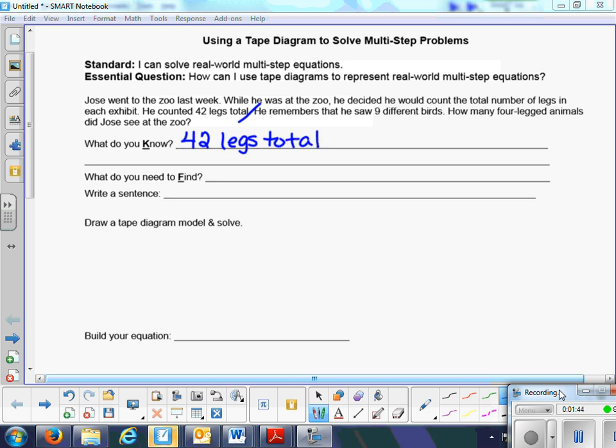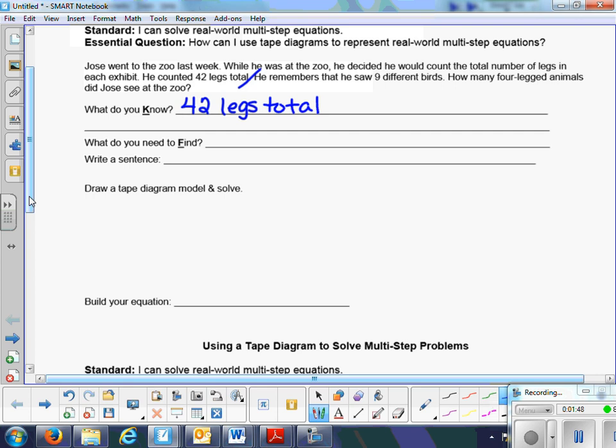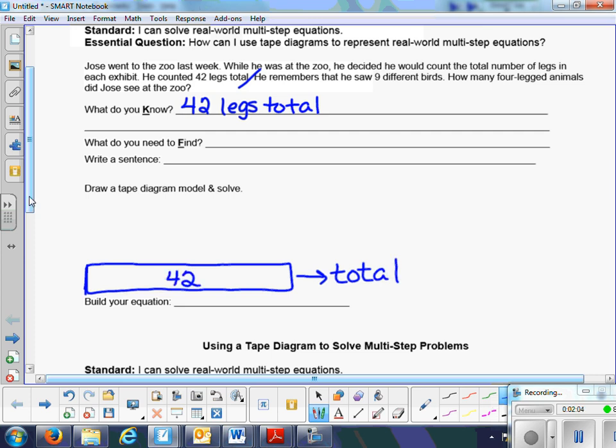Total is important because that tells me that's going to be either my sum or my product. So I'm going to go towards the bottom down here and draw a bar that is part of my tape diagram. This bar is going to represent the total that is in my problem. And since I know the total is 42, I'm going to write 42 in that bar. I'm going to put a check above 42 because I know that I've used that information.